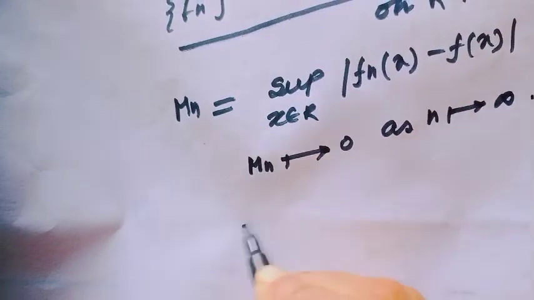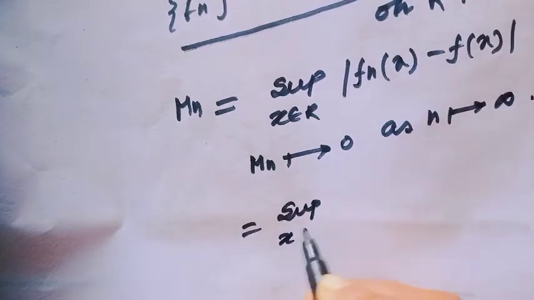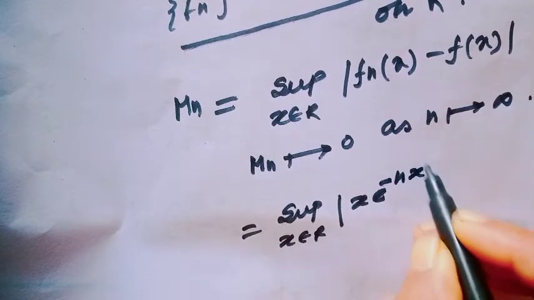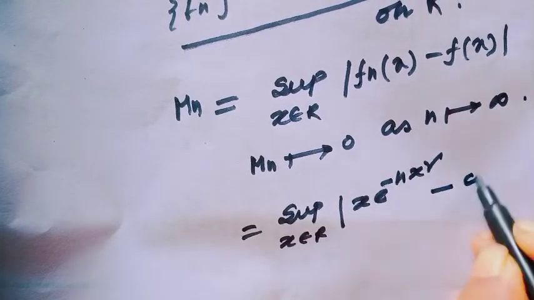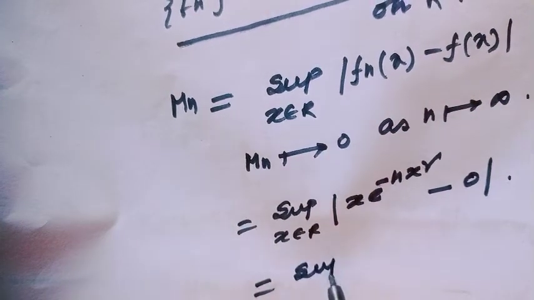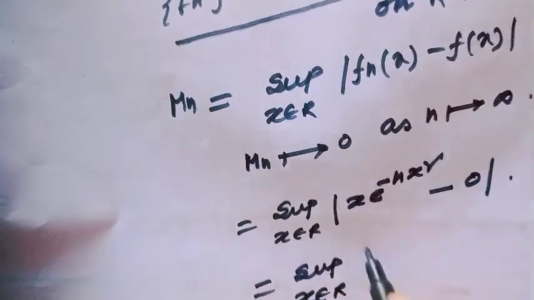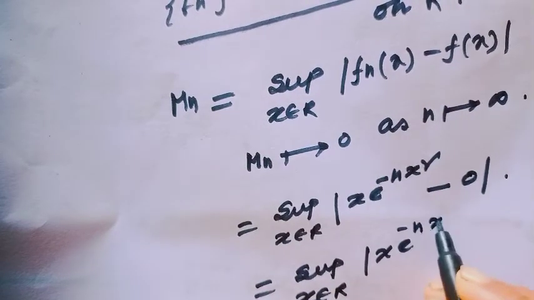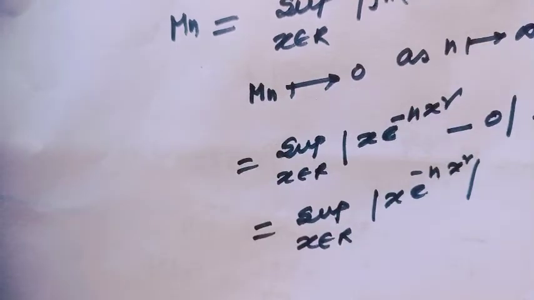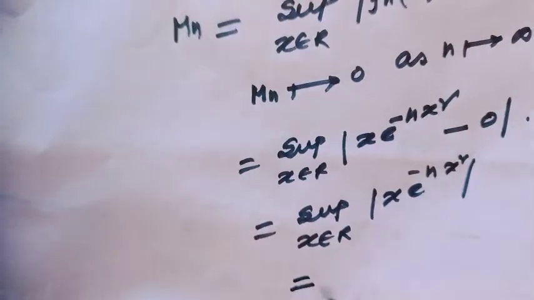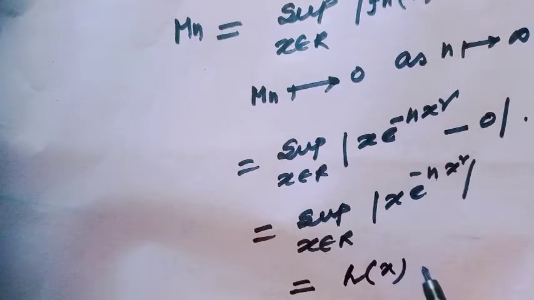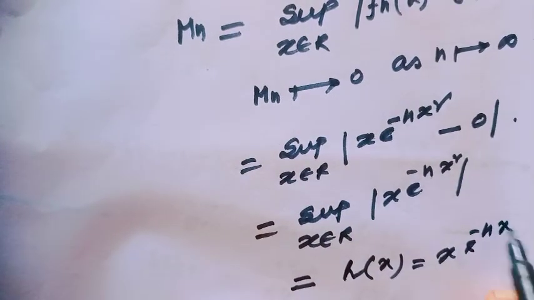And here, the supremum is over x belonging to R. fn(x) means x e to the power minus n x square and f(x) means 0. That means we have to find the supremum of this function on the whole real line. To find the supremum of this function, consider this function as A(x), which is equal to x e to the power minus n x square.